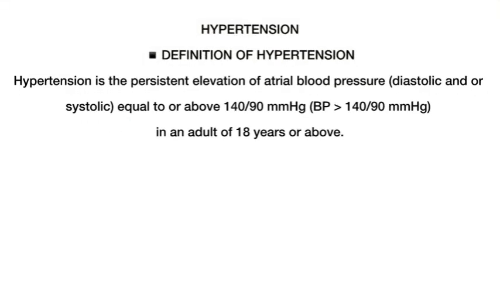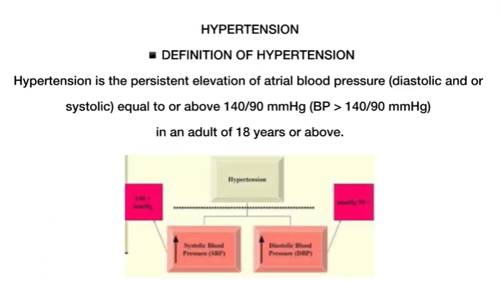Hypertension, as we all know, is the persistent elevation of the arterial blood pressure above 140 over 90 millimeters of mercury at age 18 and above. Some of the drugs used in treatment of hypertension include the diuretics. For example, we have the loop diuretics that comprise furosemide, and potassium-sparing diuretics like spironolactone.